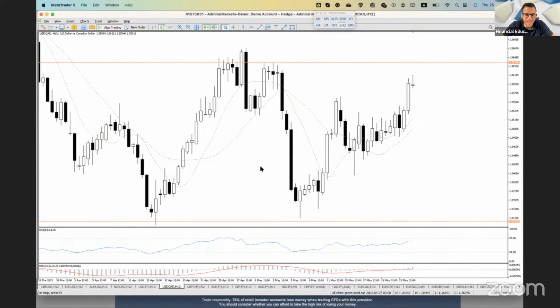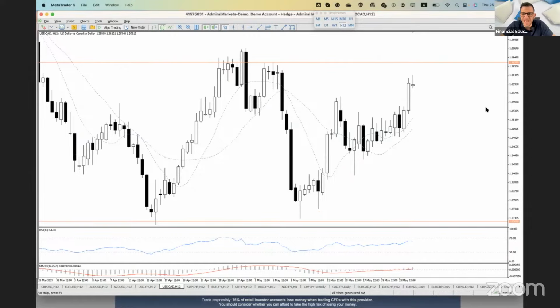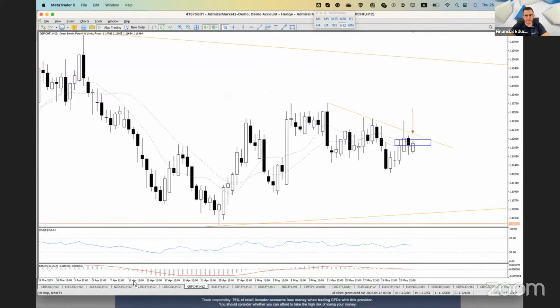US dollar and the Canadian dollar. The US dollar came very strong yesterday. Again, I really don't like this picture. It looks like a bit of a sideways move to me within a range, based on the time frame I trade. So I prefer just to stay on the side.